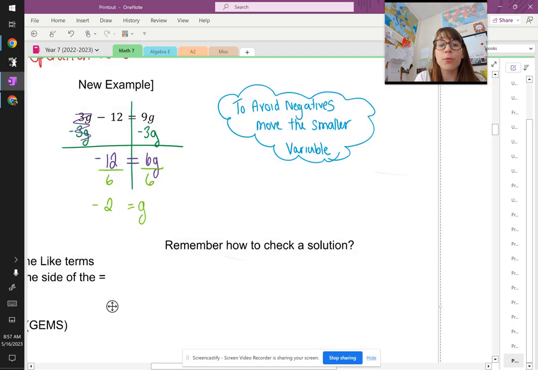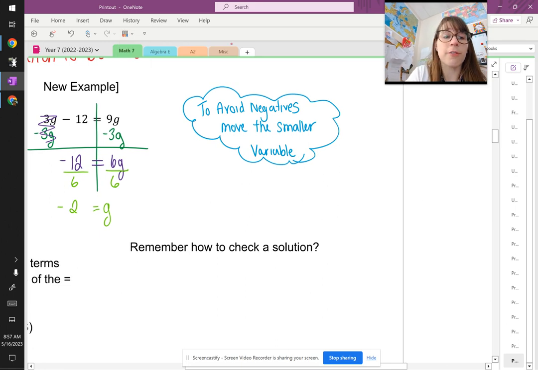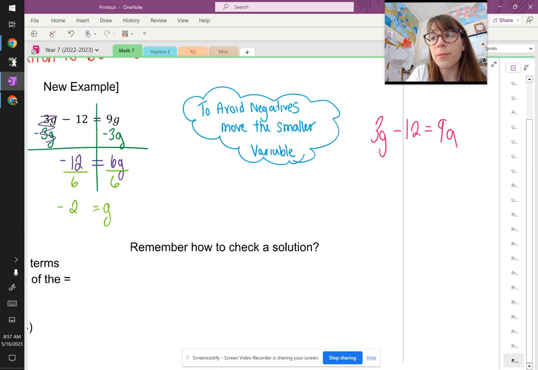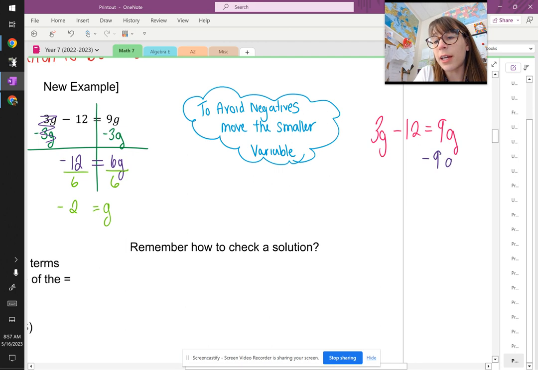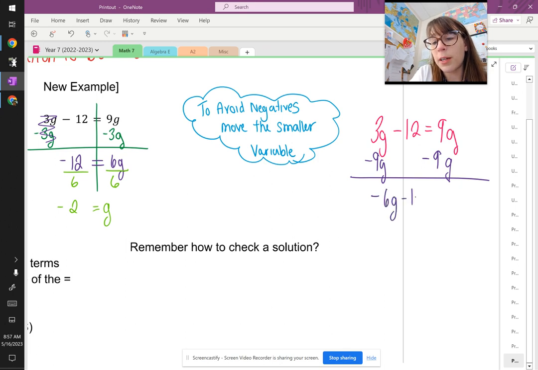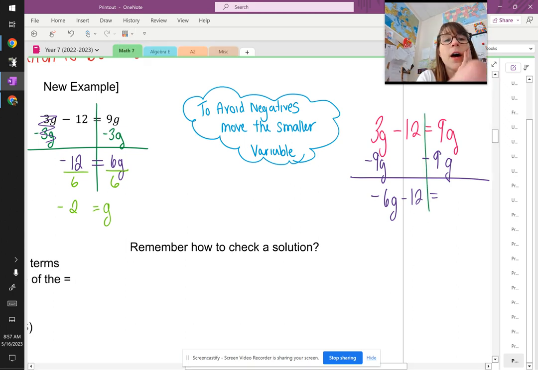It wouldn't be wrong to move the 9g, and I'm actually going to go off on a quick little sidebar real quick. You do not have to write this down. So just showing you a little sidebar. I would be getting the same answer if I had moved the 9g over. Minus 9g. The only weird thing that happens here is 3 minus 9g is a negative 6g minus 12 equals, I'm not going to forget to do my line down the center there, but now 9g minus 9g turns into 0 over here. So that's just kind of weird.